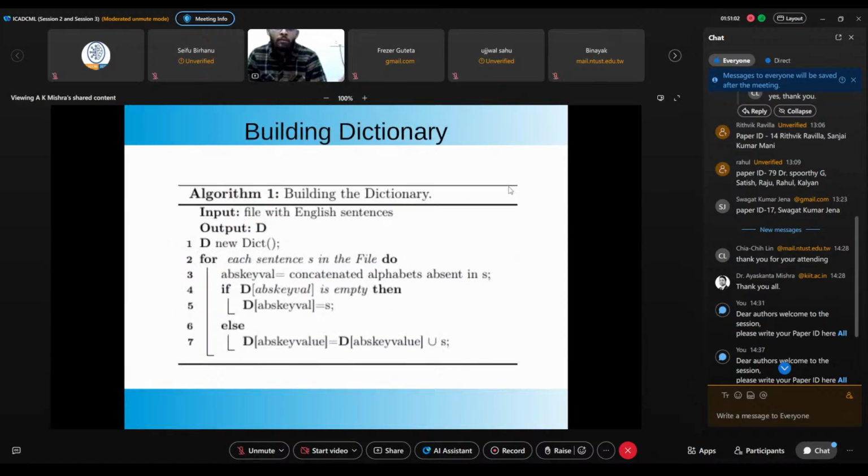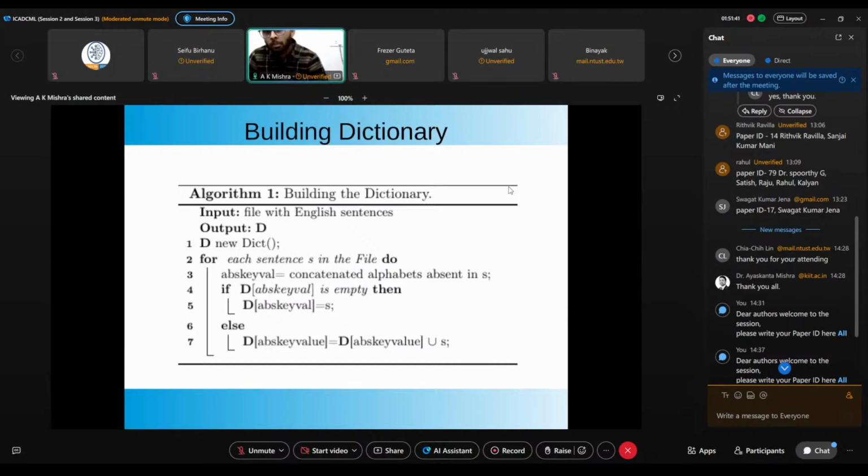So firstly, we started with building the dictionary, which was the same as in the base work. We had this file containing English sentences, and as we all know, a dictionary is basically a collection of key-value pairs, so we had to decide what key to use. We decided that if we concatenate the absent characters in a sentence, it can be of better use. So we traversed the sentences, took the absent characters in each, concatenated them, and made that its key.